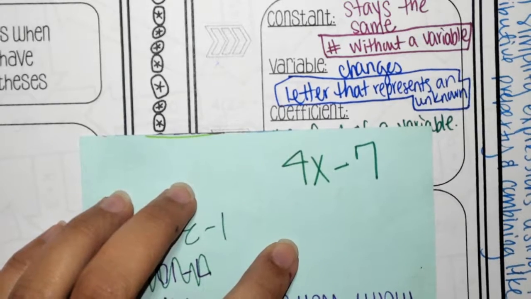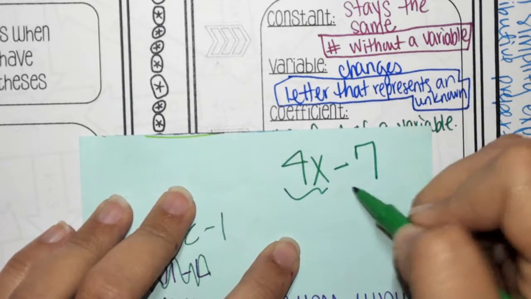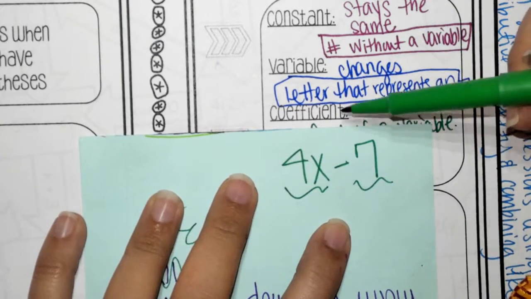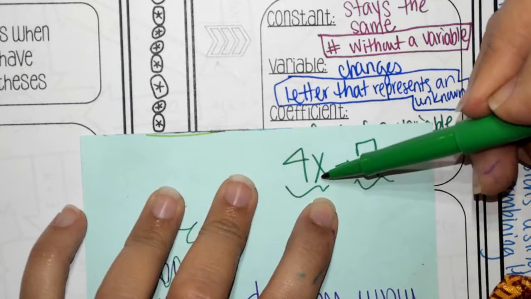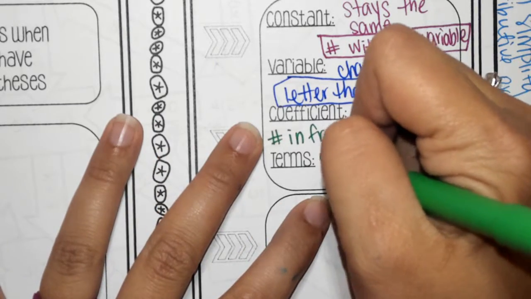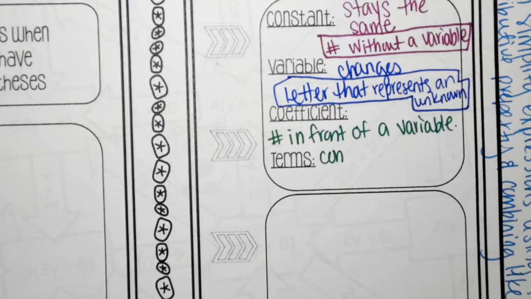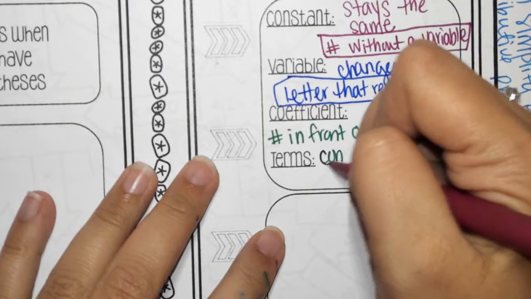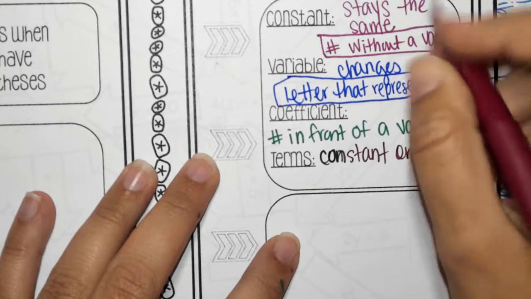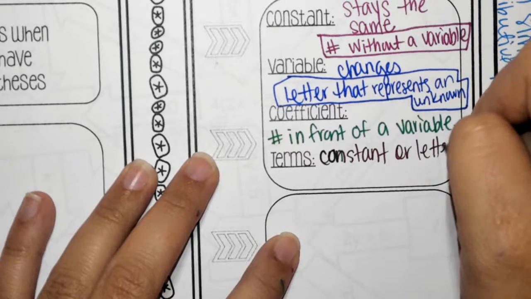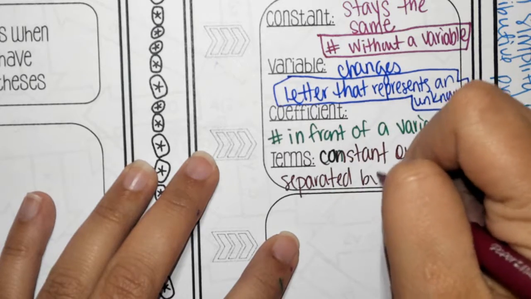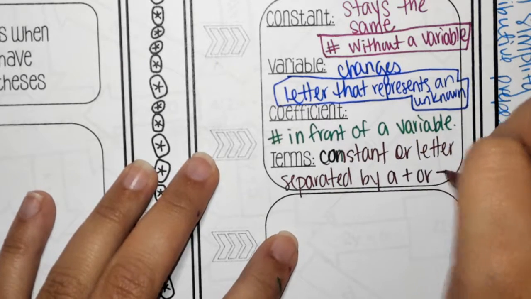Now, this has 2 terms. This is a term, and this is a term. They're separated by a plus or minus sign. Now, is 7 the constant, variable, or coefficient? Okay, what's x? What's 4? Okay, so terms are a constant or a letter separated by a plus or minus.